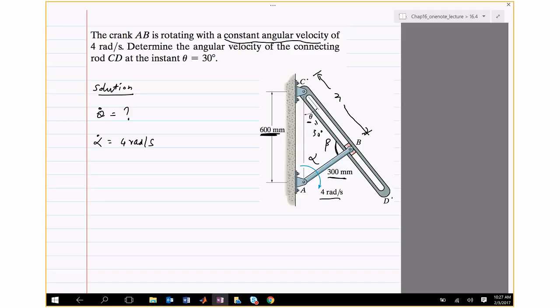Okay, so what can I write? I can write the sine rule: 0.6 divided by sine of beta equals x divided by sine of alpha equals 0.3 divided by, so I converted that from mm to meters, sine of theta.